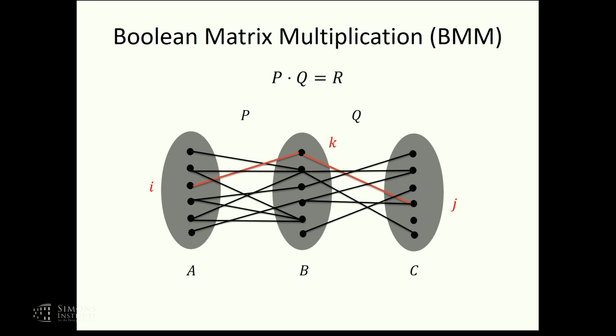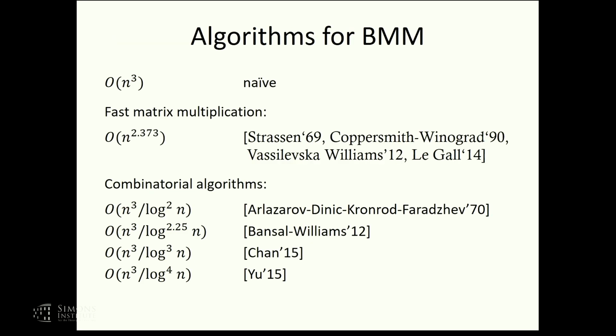People are interested in this because it captures a very natural problem people care about, and that's connectivity in directed graphs. So what can we say about algorithms for this problem? Of course a naive algorithm takes n cubed time, but there is a much faster way, starting with Strassen's algorithm all the way to recent work of Le Gall. We do have very fast algorithms, because you can just use the usual integer multiplication or multiplication of matrices over reals, and that is also going to give you, as a byproduct, Boolean matrix multiplication.